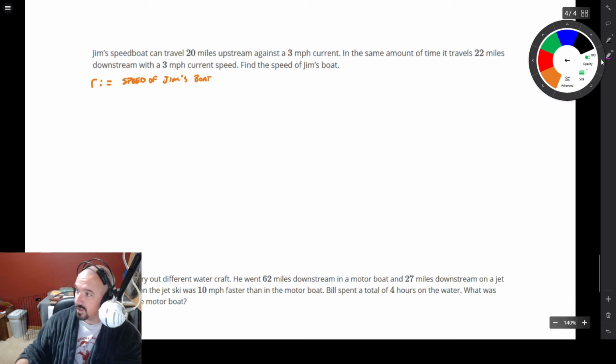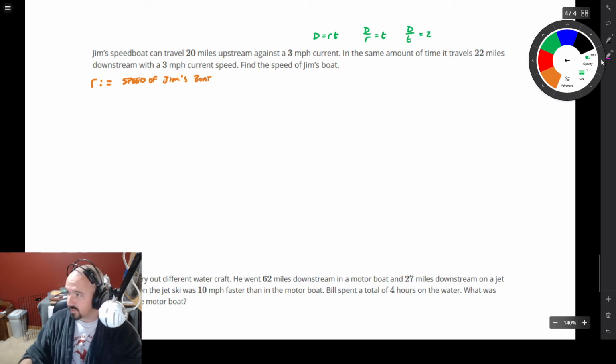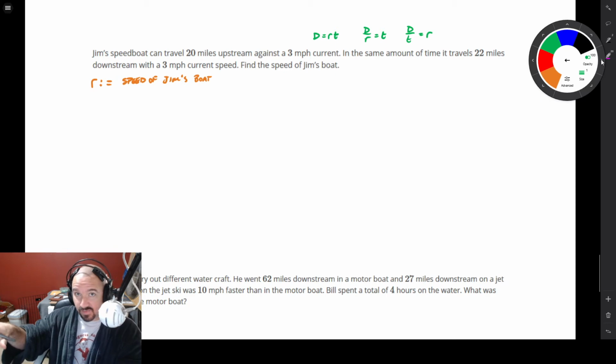Now, this statement right here is going to set up which version. We've got D is equal to RT, D over R is equal to T, and D over T is equal to R. Those are the 3 different versions of the distance, rate, time problems. Those are the only 3 different formulas.